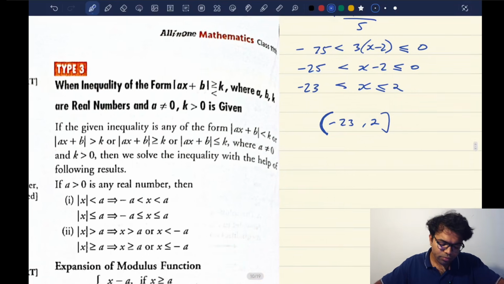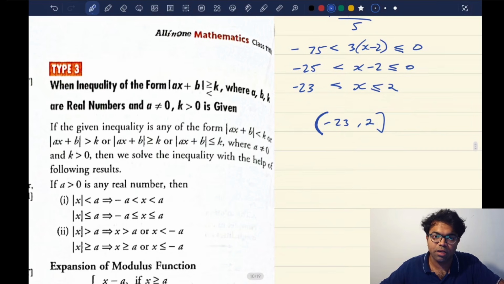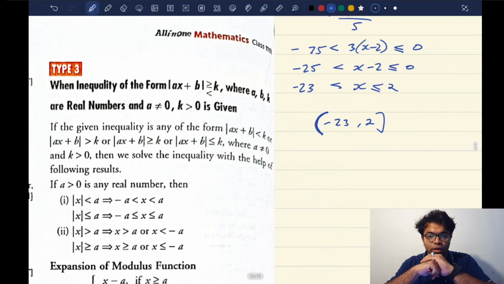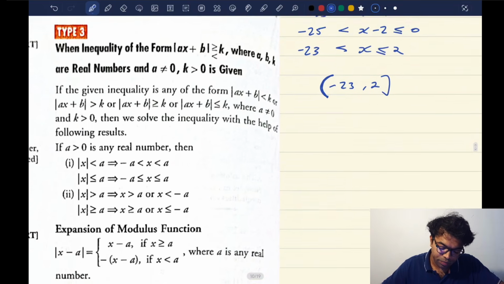Next question. When inequalities are of the form modulus of ax plus b is greater than or equal to 0, we have to understand what modulus is first. How do we open a modulus sign? If we can learn how to open a modulus sign nicely, then and only then we'll be able to understand the nuances, the extra things that we need to study. So let's actually do this.